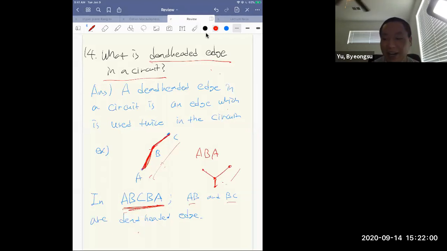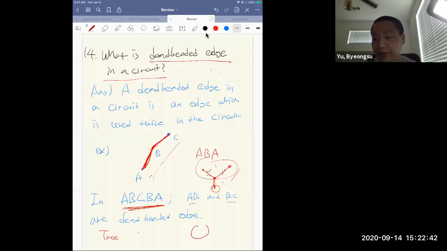Especially in any tree, every edge is called a bridge. A bridge means an edge such that if you delete that edge, the remaining parts are separated. For example, if you delete this edge, then this point and the other part of the graph are separated, right? That's why we call it a bridge. So in this case, these three edges are called bridges.